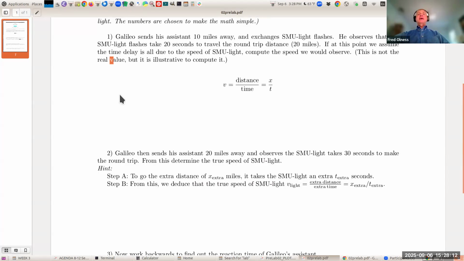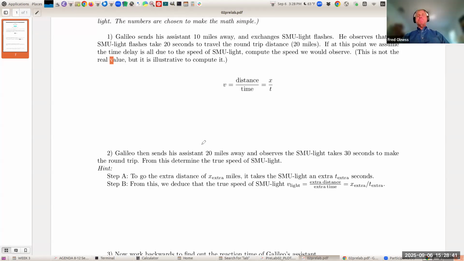So what Galileo did, he was a smart fellow, and he then sent his assistant, instead of 10 miles away, he sent him 20 miles away. Okay, and then he figured, okay, if I send him 20 miles away, then I'll have two measurements and I'll be able to figure out how much is due to the reaction time of the assistant and how much is due to the true travel time of the speed of light.